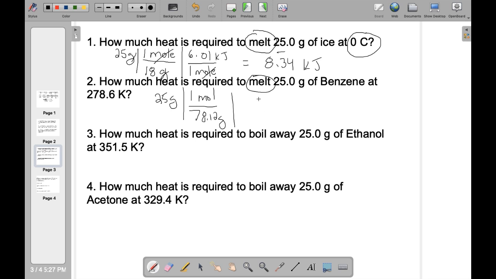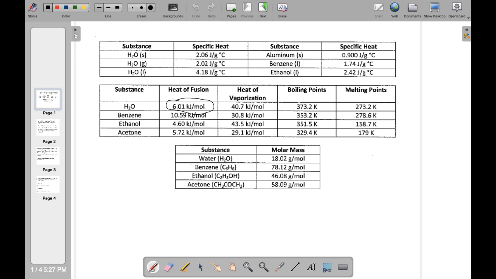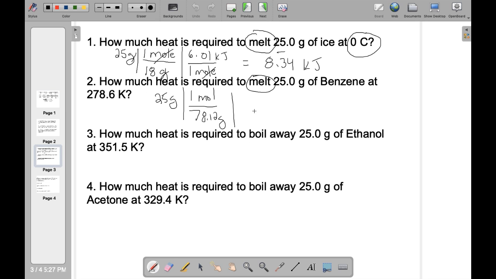I also need to know the heat of fusion of benzene. And they have provided that for us right here, 10.59 kilojoules per mole. Yet again, kilojoules per mole. So I do the math, and I find it's around 3.38 kilojoules. Well, this doesn't seem too bad. Let's go down to the next one.